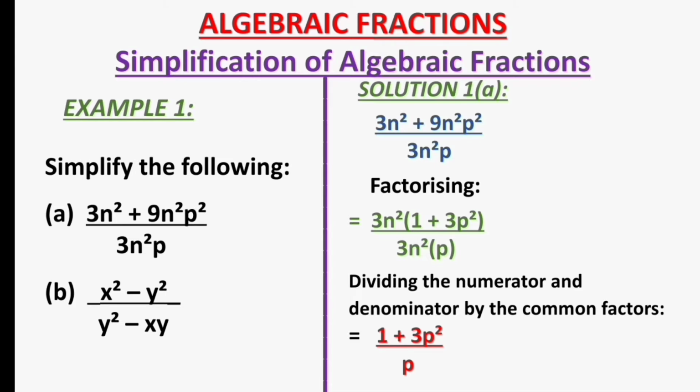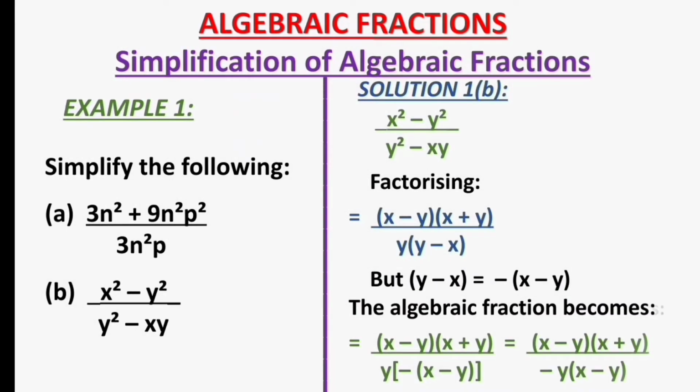Next, let's see the solution to example 1b. Factorizing x squared minus y squared divided by y squared minus xy. We are going to have x minus y into x plus y in the numerator, representing the difference of two squares. And we are going to have y into y minus x in the denominator. In the factorized version of the question, please note that y minus x is equal to the negative version of x minus y.